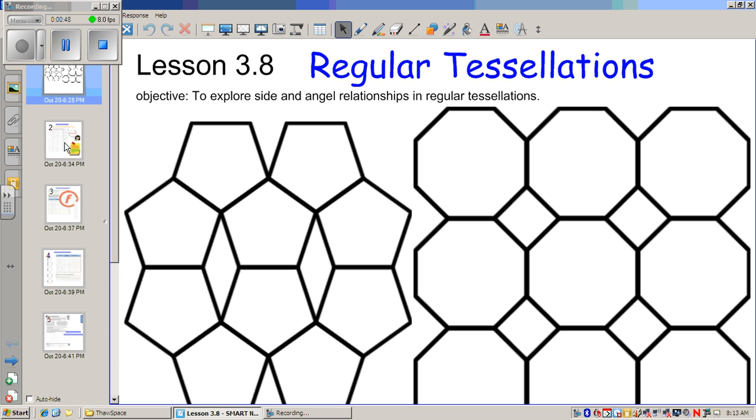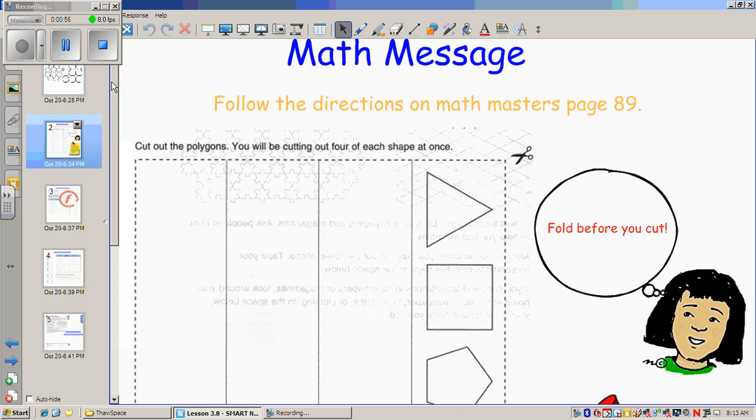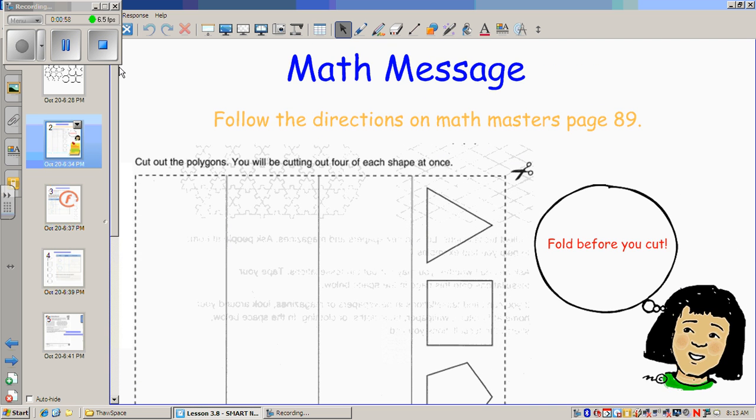Okay, you will need your journal for this, and I did say that in class, so hopefully you have your journal. You're going to go to page 89 in your journal, and what I want you to do is cut out the shapes.